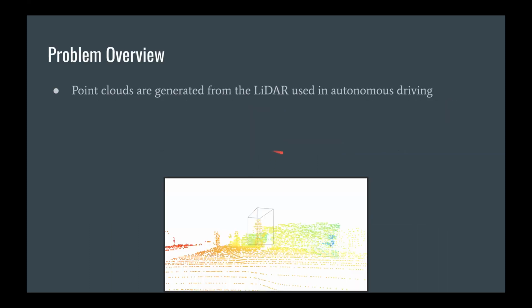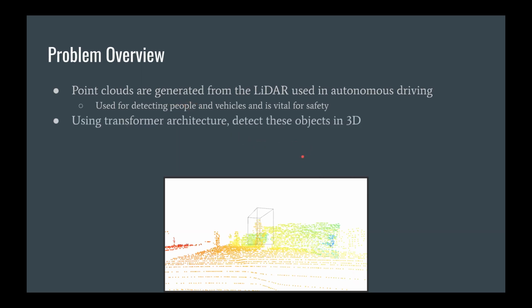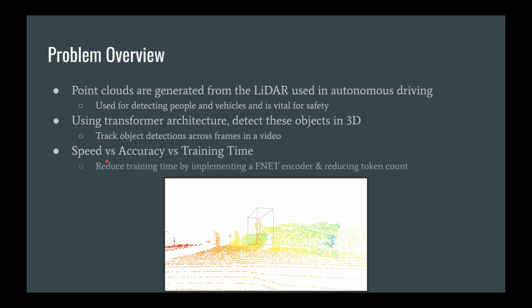The problem overview is pretty much point clouds, object detection. Think autonomous driving, assisted driving, electric vehicles, used to detect people, vehicles, pedestrians, cyclists, all that sort of thing. Using a transformer architecture, we're going to detect these 3 objects as you see here, and we are doing it across multiple frames in a video. Essentially, the actual problem itself is the trade-offs of speed, accuracy, and training time. We present that we are going to use an FNet encoder and reduce the token count.